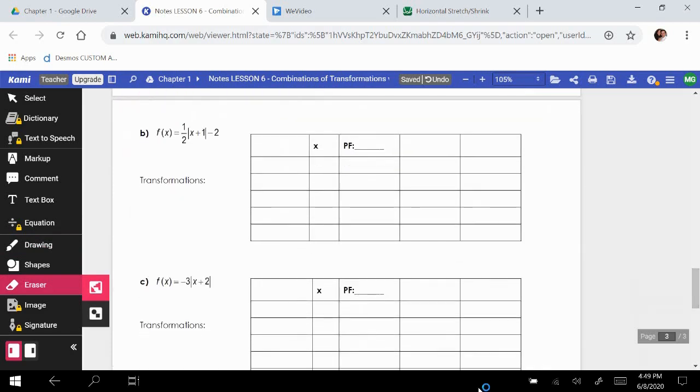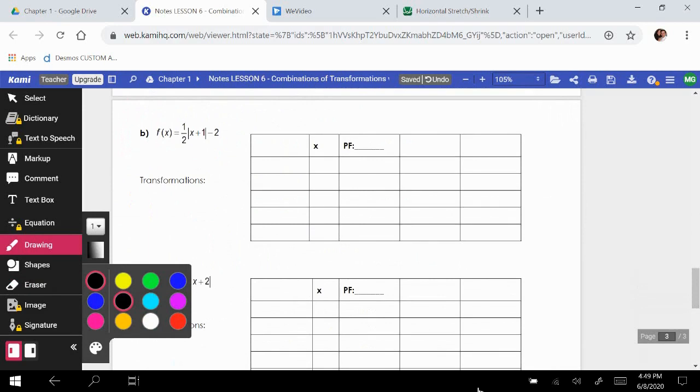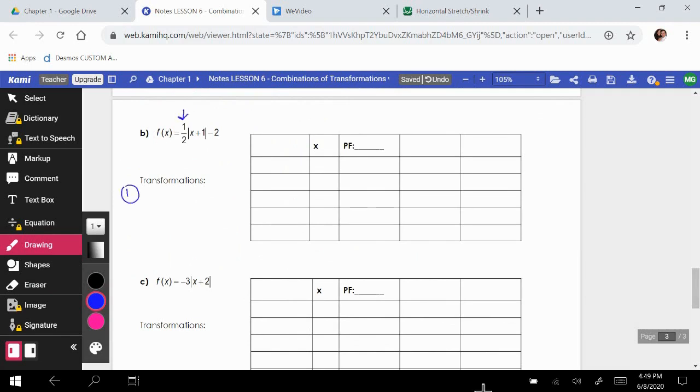Okay, same process on all of these. Transformations, we want to make sure that we label them in the correct order. So number 1, we see 1/2 first. It's outside of the absolute value, so I know it's vertical. Is it going to be a stretch or shrink? It's going to be a vertical shrink because it's a number less than 1 but bigger than 0. Make sure you put the by 1/2. You need to know the scale factor.